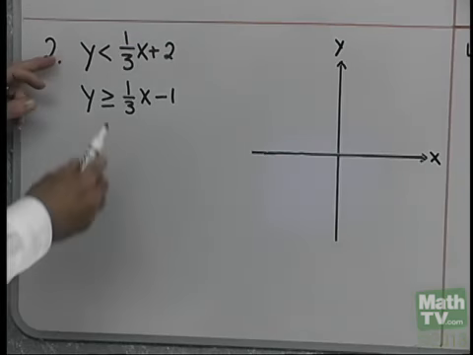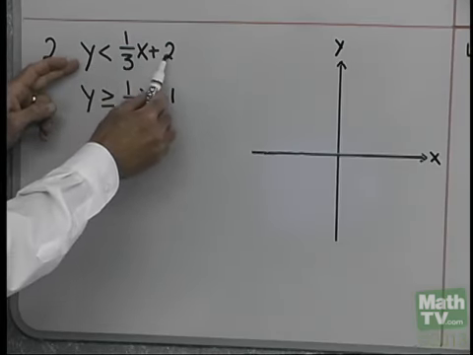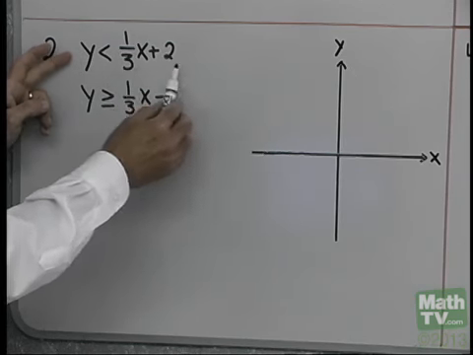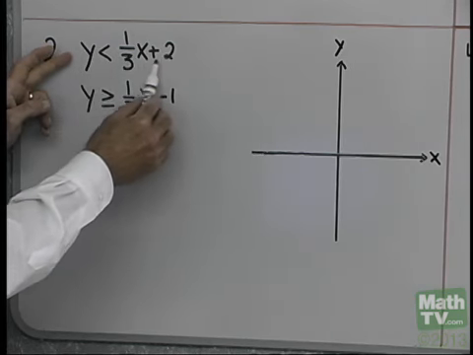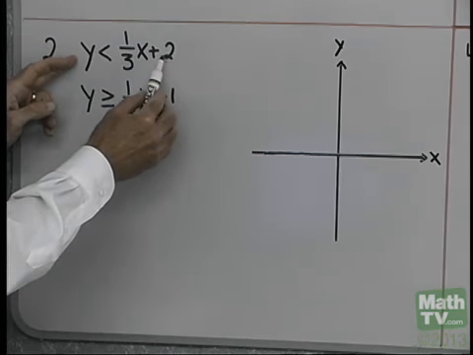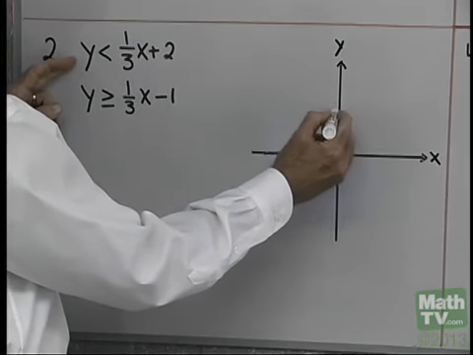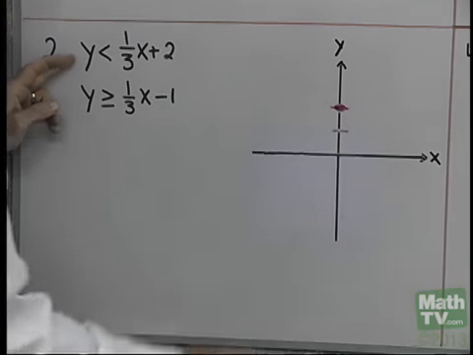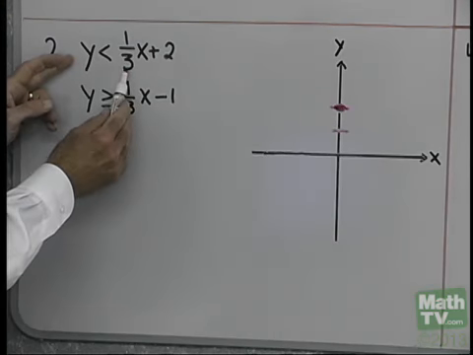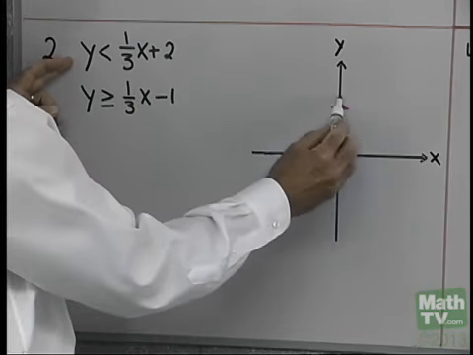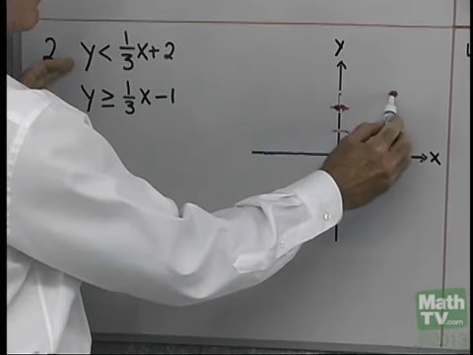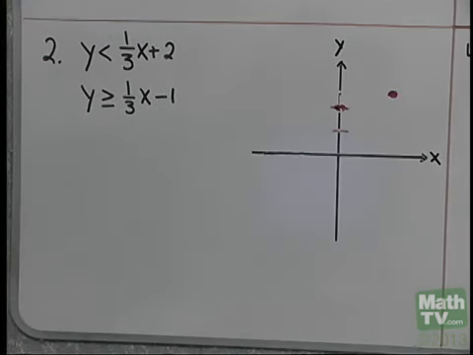My first inequality is y is less than 1/3 x plus 2. Okay, let's graph the boundary line here. y equals 1/3 x plus 2. It'll have a y-intercept of 2, so let's just write that down. Here's my y-intercept of 2, and it has a slope of 1/3. So if I go up 1 and over 3, I'll be at another point on that straight line.